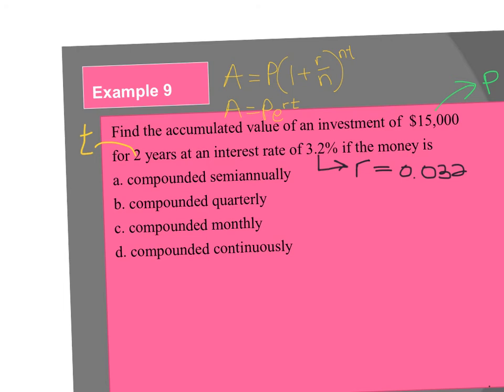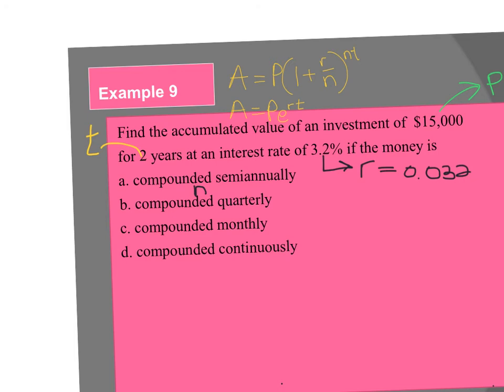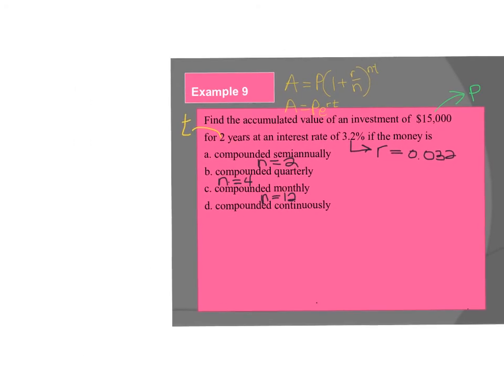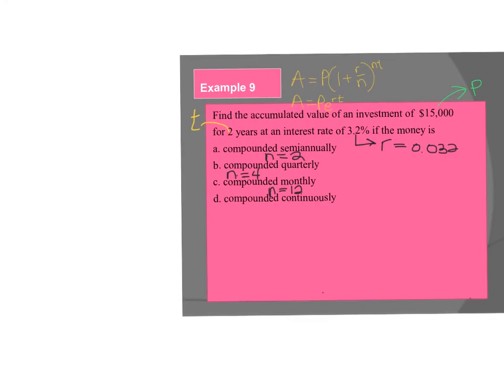All right. So what would N be if it's compounded semi-annually? 2. What would N be if it's compounded quarterly? 4 times a year. How about monthly? 12. And continuously, there is no N. You use PERT. So plug them in.